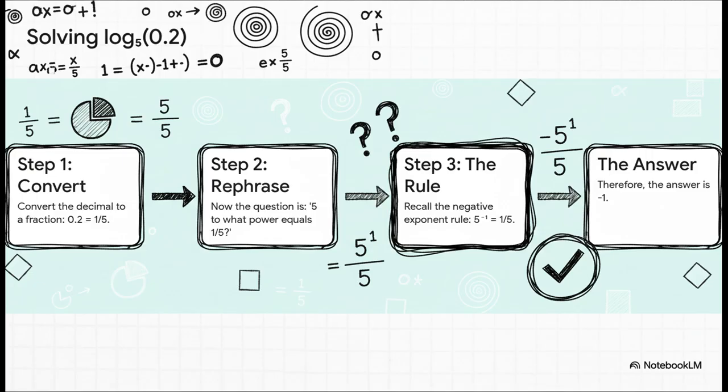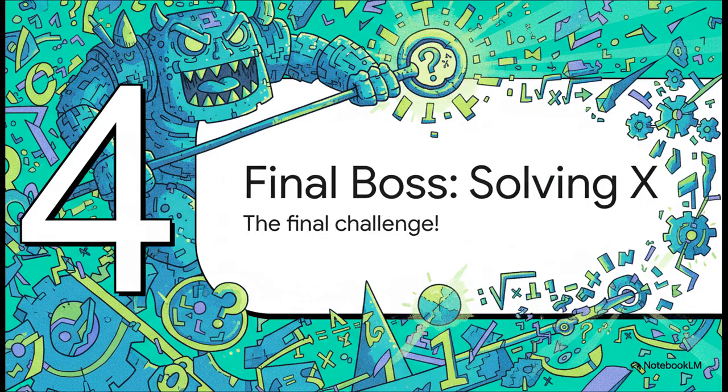So 5 to the power of -1 gives us 1/5. The answer is -1. And just like that, you see logs aren't just for huge numbers. They work perfectly with fractions and decimals. Level 2, complete. You've cleared the basics. You've handled negative exponents. You are so ready for this.